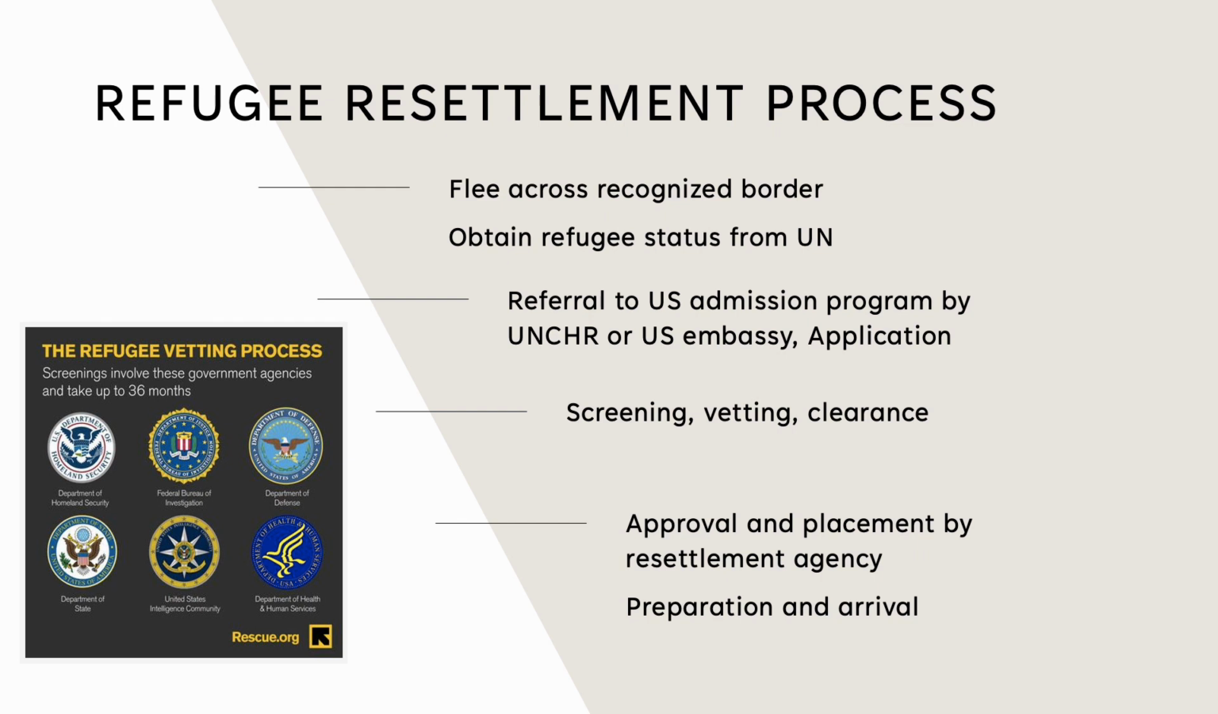One of the reasons for this lag is the protracted process it takes to be admitted to the USA as a refugee. The first step is to flee across a recognized international border and obtain refugee status. So in the example of the introductory case, a refugee from Cote d'Ivoire must flee across the Ivorian-Liberian border and obtain refugee status while in Liberia. The next step is referral to the U.S. admission program by either UNHCR or a U.S. embassy and to complete the application.